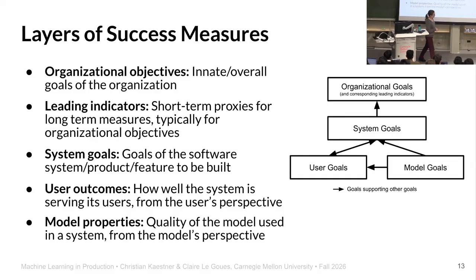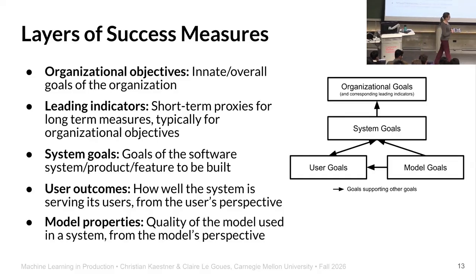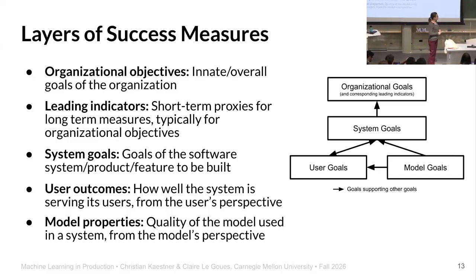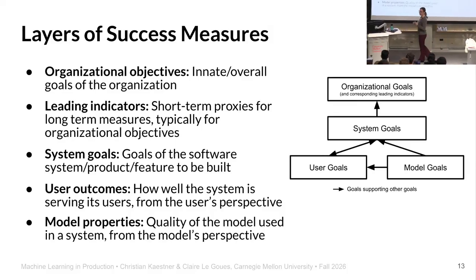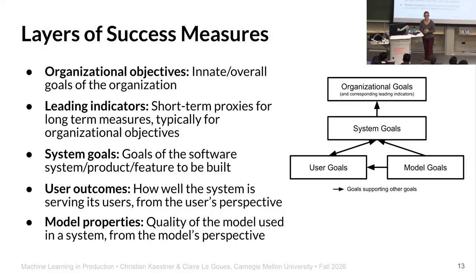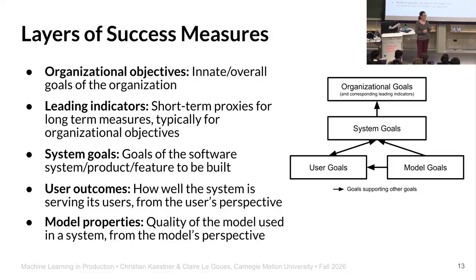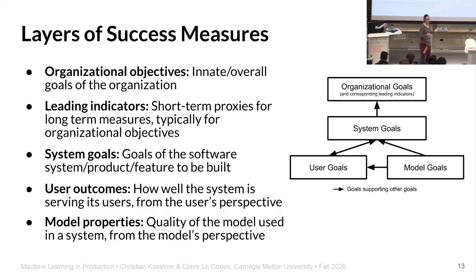There's then the user goals, the user outcomes, which is a different perspective. That is how well the system is serving its users from the user's perspective. These are not always the same. Can anyone think of an example? I'm not saying that a business is always at odds with its users, right? But the user being happy and the business or the system being successful, those are not always the same.